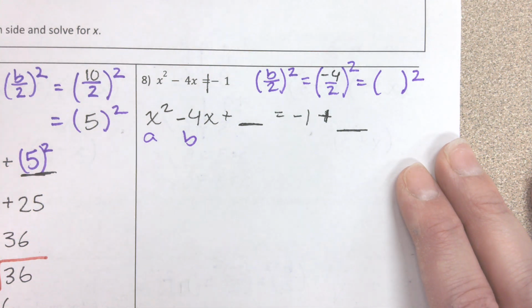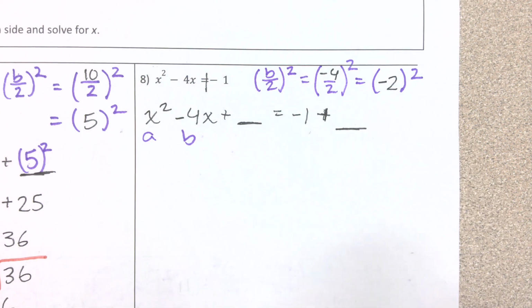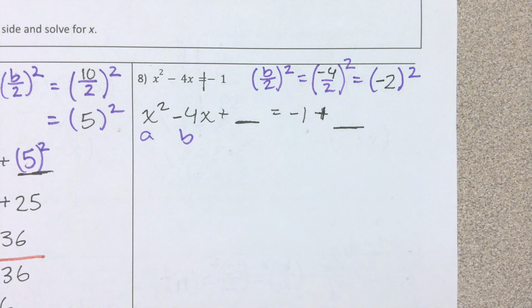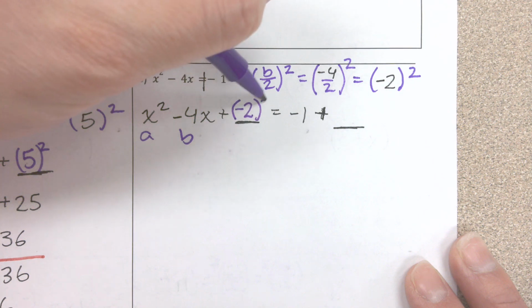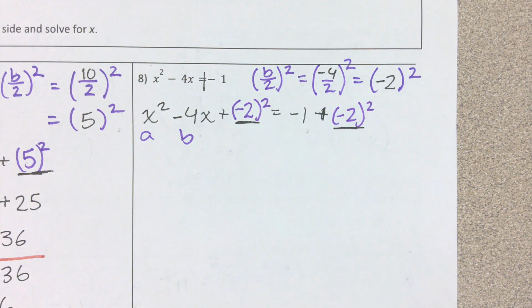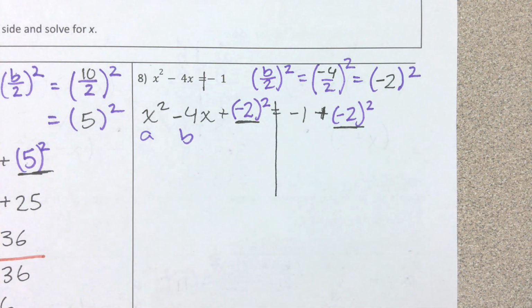Reminder, we're only going to divide, we're not going to do the squared part. So this becomes negative 2 squared, and we leave it like that. That's part of the factoring trick we use to make these problems easier. So that negative 2 squared is going to go in the blanks on both sides. Any questions up to this point?